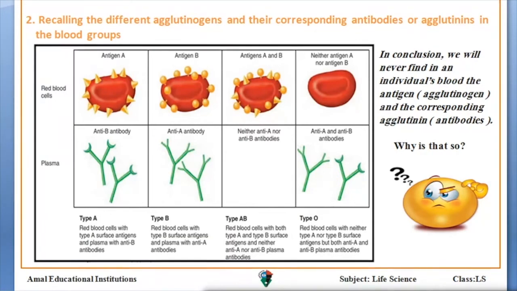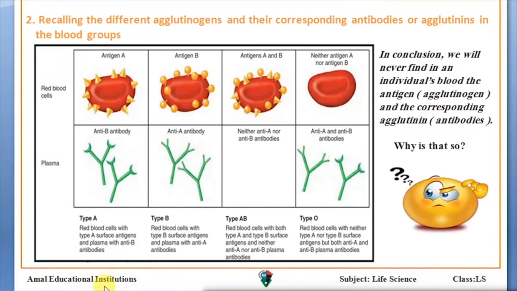So, as you have observed, Group A has antigen A, but has anti-B antibody. Group B has antigen B, but has anti-A antibody. Group AB has both antigens A and B, but has no antibodies. Group O has no antigens, but has both anti-A and anti-B.